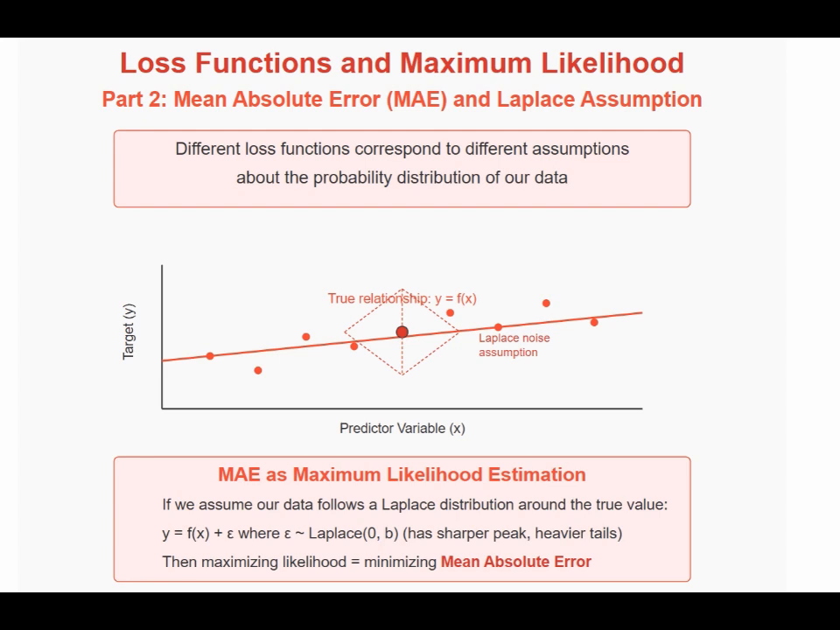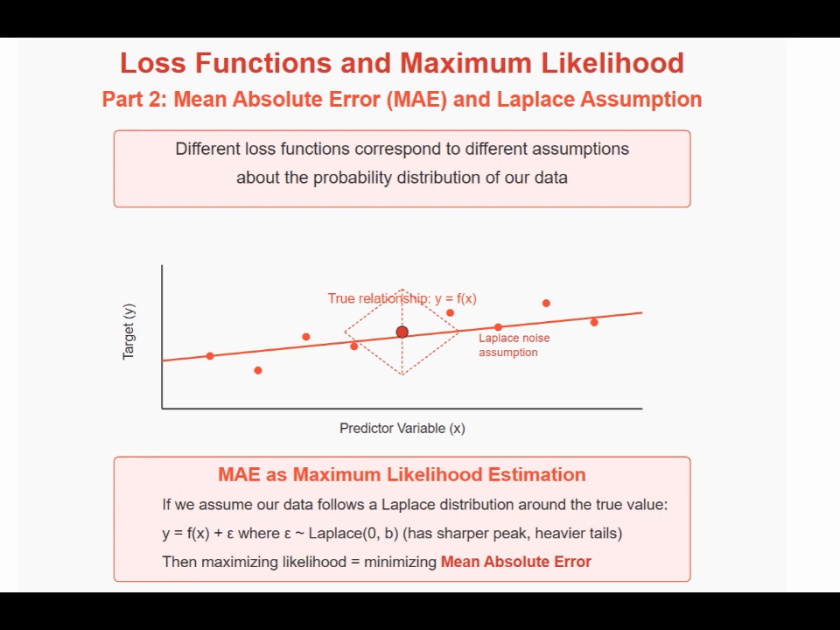While mean squared error assumes Gaussian distributed errors, mean absolute error, MAE, makes a notably different assumption that has important practical implications. Mean absolute error calculates the average of the absolute differences between predicted and actual values. Mathematically, we are finding the average of the absolute value of prediction minus actual. Unlike MSE, which squares errors, MAE treats all error magnitudes linearly without disproportionately penalizing larger errors. What's fascinating is that minimizing MAE is mathematically equivalent to maximizing the likelihood under a Laplace distribution assumption.